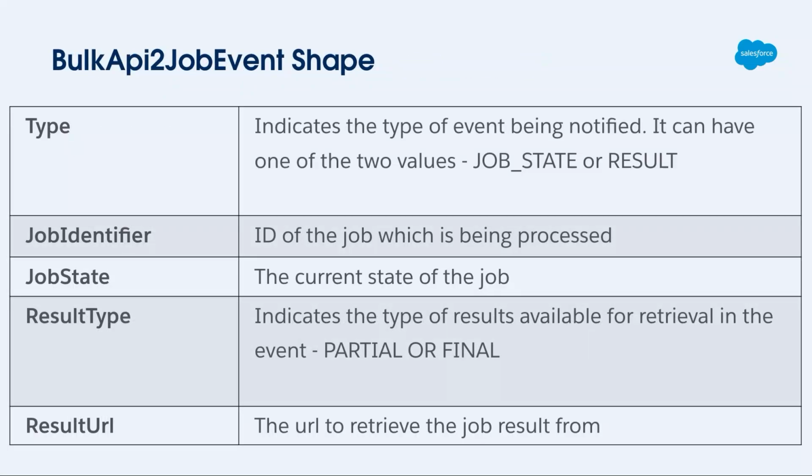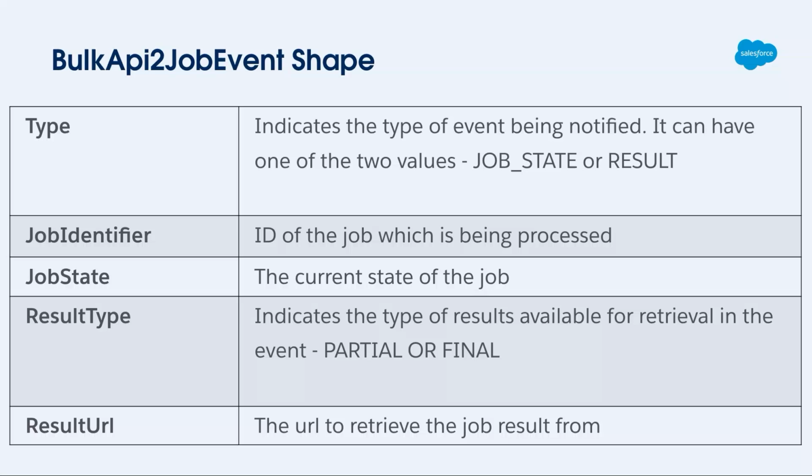Now let's learn what exactly is the shape of this event. What is the information you would learn from this event? There are 5 fields present in this event. First is the type. This indicates the type of event which is being notified. It can have one of 2 values, job state or result. The goal of the job state type event is to notify you about the state change of the job. The goal of the result type event is to notify you that a set of results are ready for download.